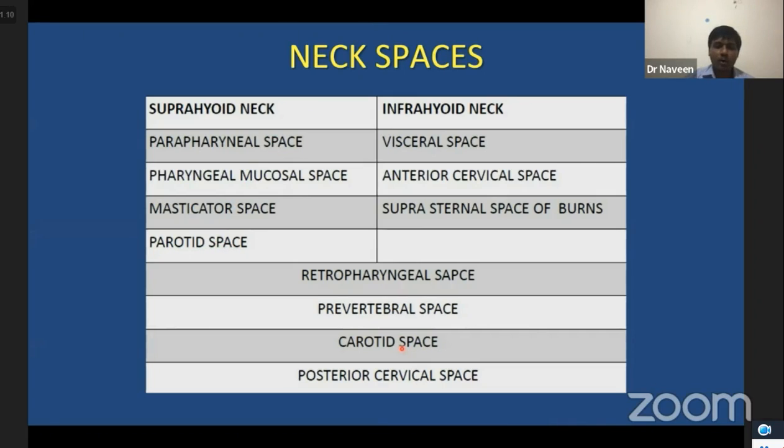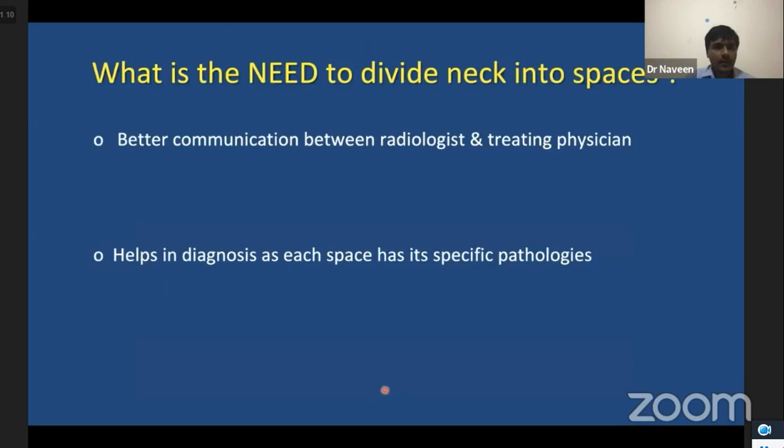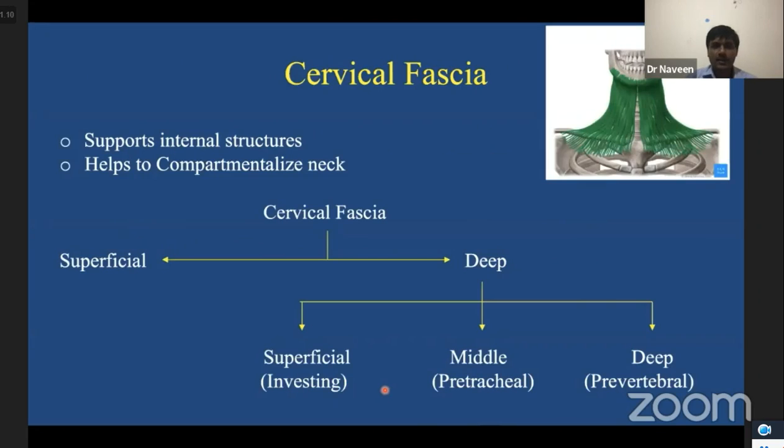Other spaces are common to both the suprahyoid and infrahyoid neck, such as the carotid space, which is a paired space, whereas the midline spaces which extend in both the suprahyoid and infrahyoid neck are the retropharyngeal space, danger space, and the prevertebral space. The posterior cervical space also extends from the suprahyoid to the infrahyoid region. What is the need to divide the neck into spaces? It allows better communication between the radiologist and the treating physician, and it helps in diagnosis as each space has specific pathologies.